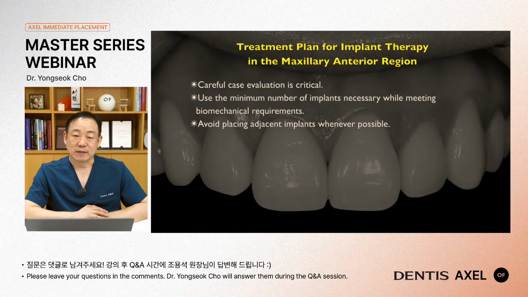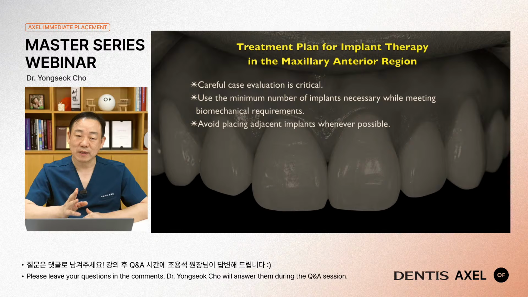Avoid placing adjacent implant whenever possible, because when you place implant continuously, inter-implant papilla height will be lower than normal natural tooth papilla. As a result, it will affect the aesthetic outcome. So better to place less implant and to not place implant continuously.